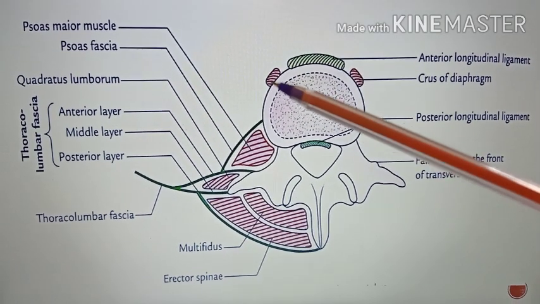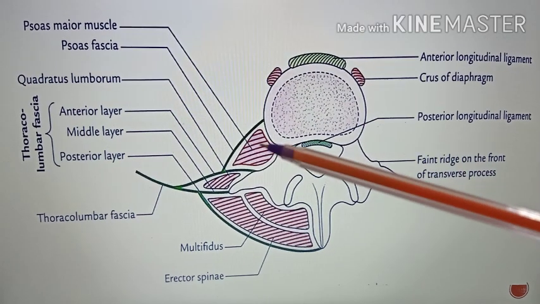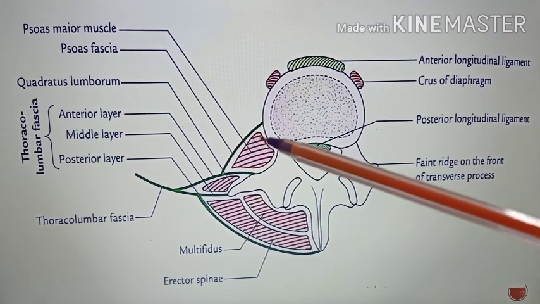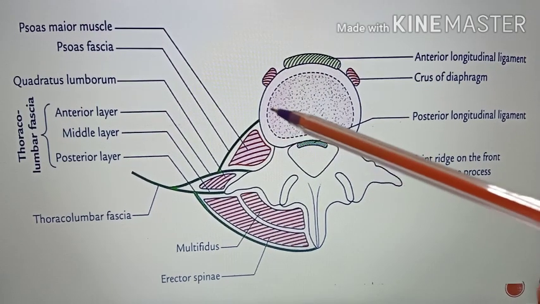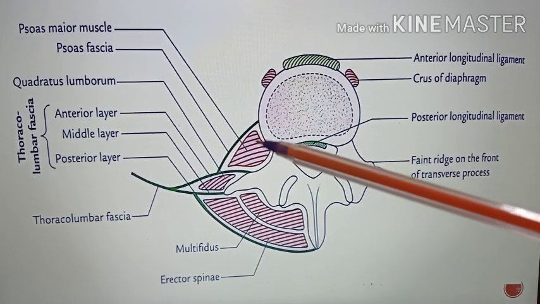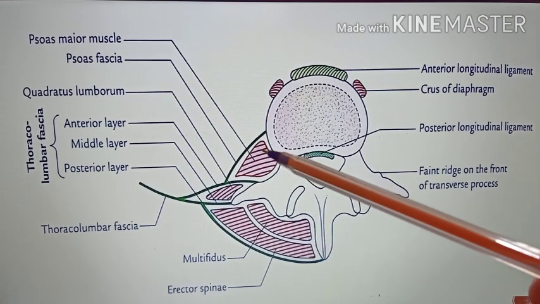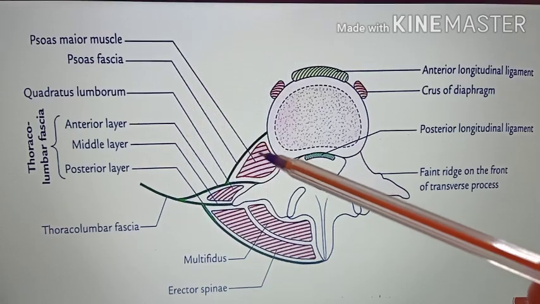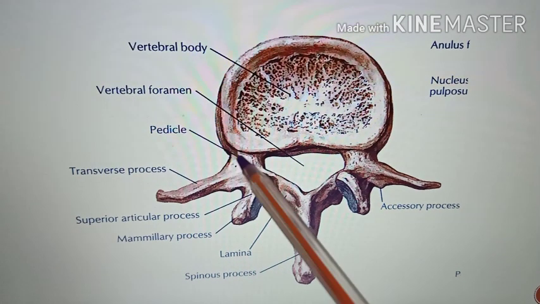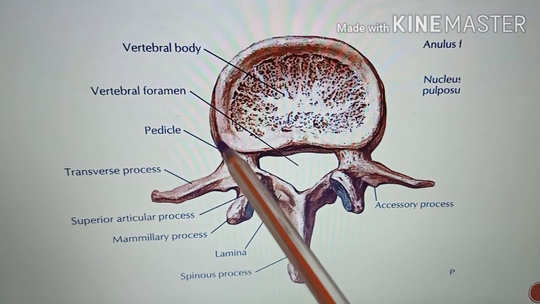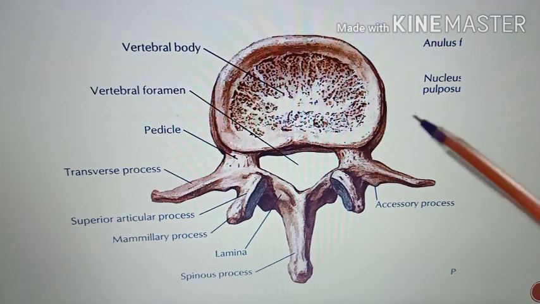Then posterolateral to the crura, you can see the attachment of a muscle that is called the psoas major muscle. So you can see the body here, this is the anterior aspect, this is the posterior aspect. Posterolaterally you are having the attachment of the psoas major muscle. So the psoas major muscle is attached to the posterolateral aspect of the body of all the lumbar vertebrae.